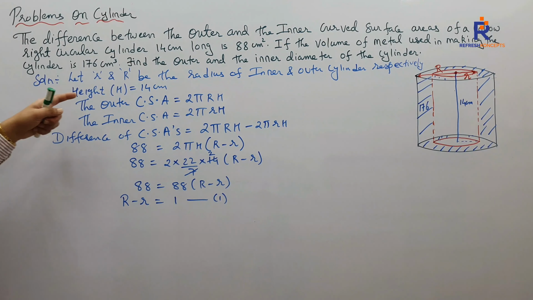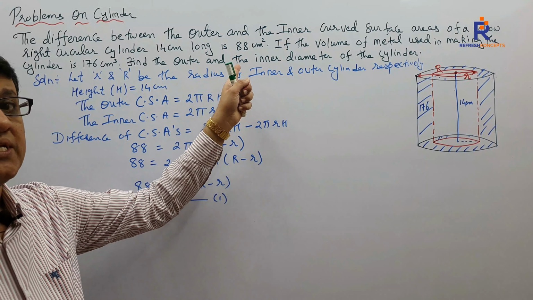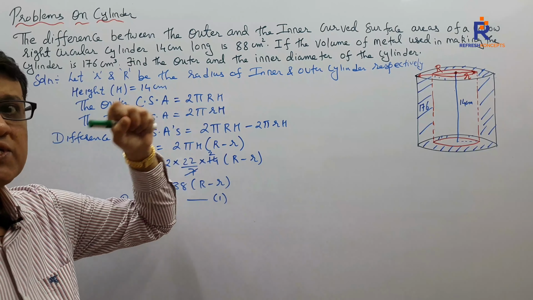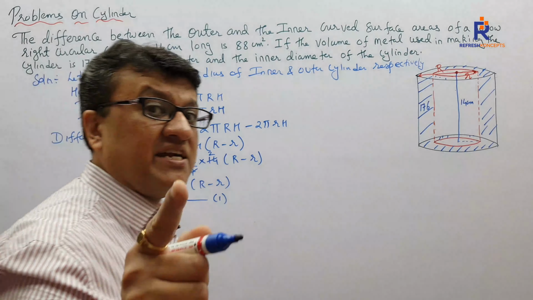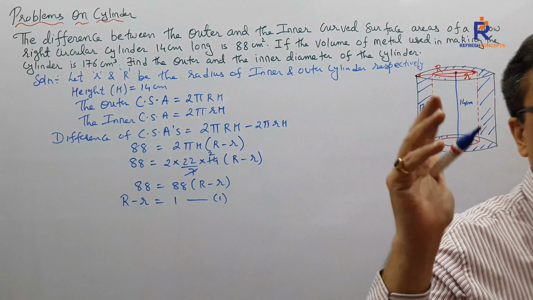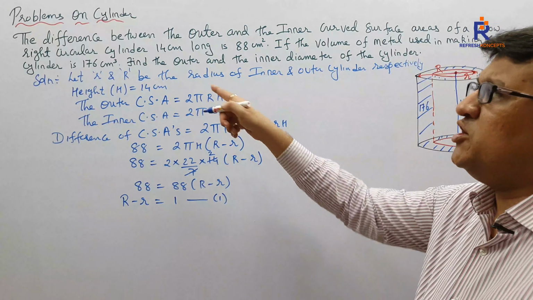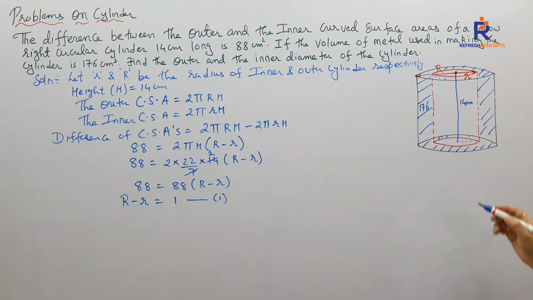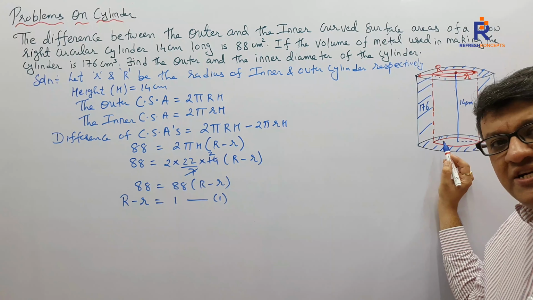Now, having used their first condition, which was the difference between the curved surface area, now we shall use their second condition. And what is their second condition? Volume. There are many who must have figured it out now. Sir, volume is 176 centimeter cube. And what should be the volume for a hollow cylinder?